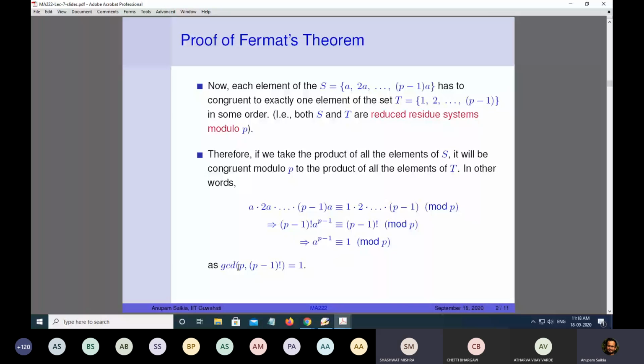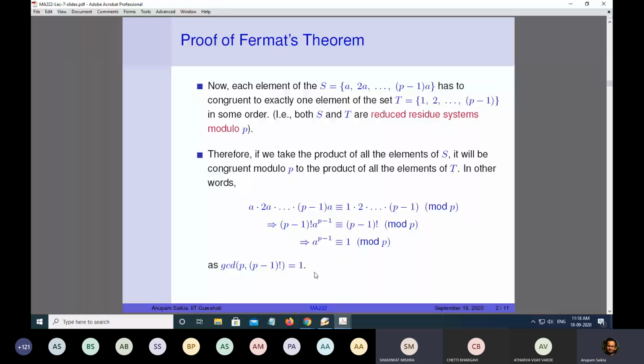Then P minus 1 factorial is 4 factorial, so its elements are 1, 2, 3, 4. Each of them is co-prime to 5, because P does not divide anything less than it. P does not divide anything from 1 to P minus 1, so P will not divide their product. But suppose P is 6, then P minus 1 factorial will also have 2.